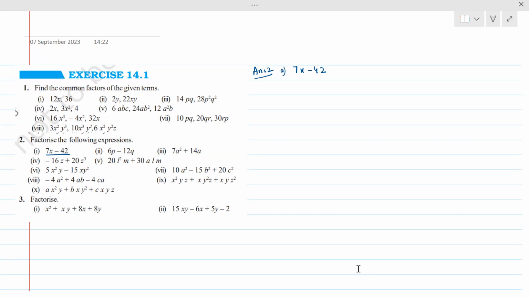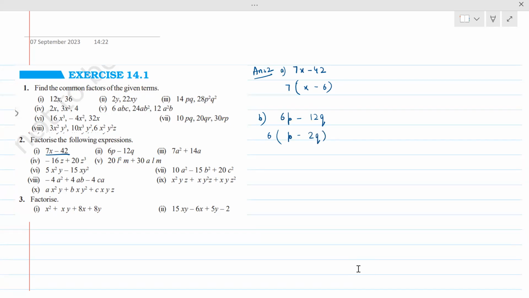Like if I say the second question's first part, 7x minus 42. How can we factorize it? We can write 7x as 7 into x, and 42 as 2 into 3 into 7. Let's just not go into that. Let's just write what is common in these two. 7 is the common factor, so it will be 7 outside and x minus 6 inside. This is the factorization of this expression. If we do the B part, which is 6p minus 12q, in this we can see 6 can come out, which will leave p minus 2q.